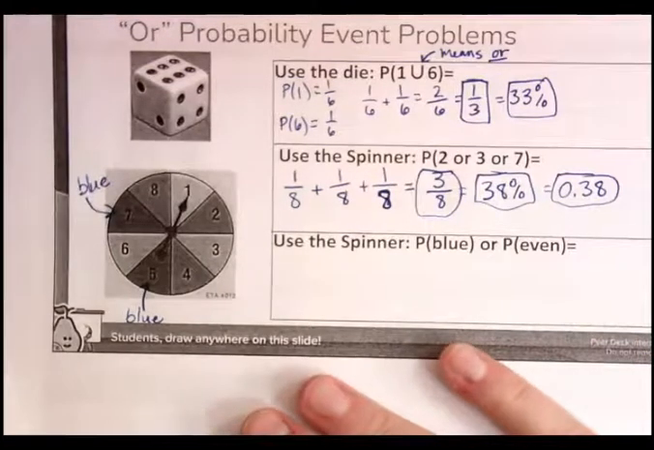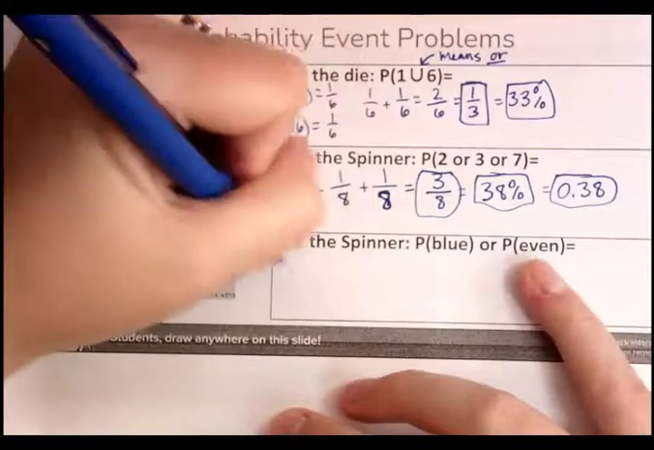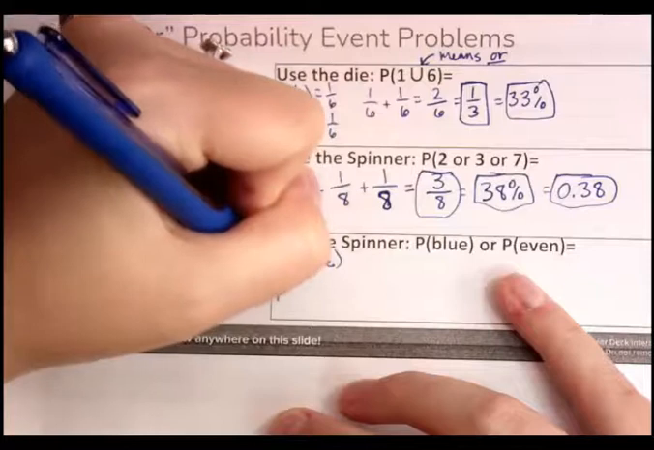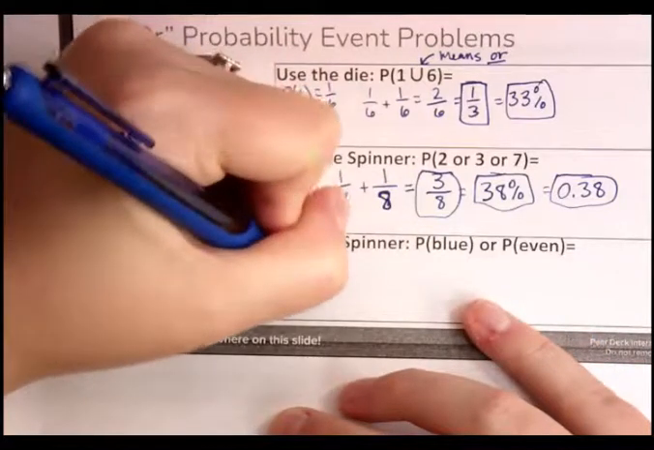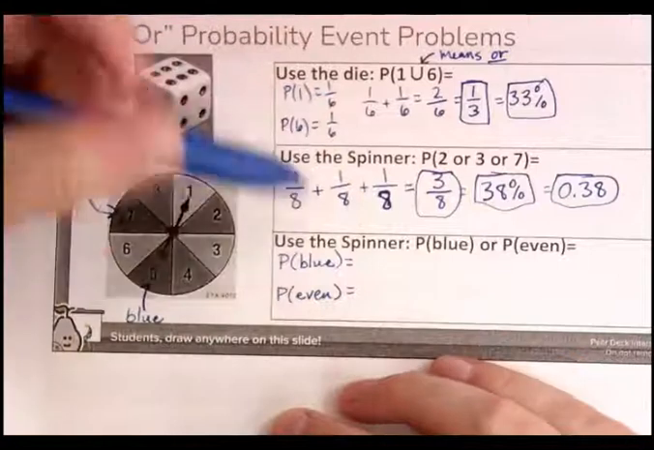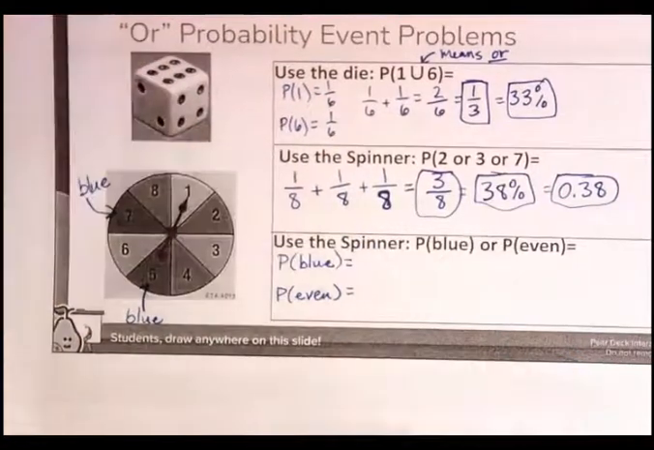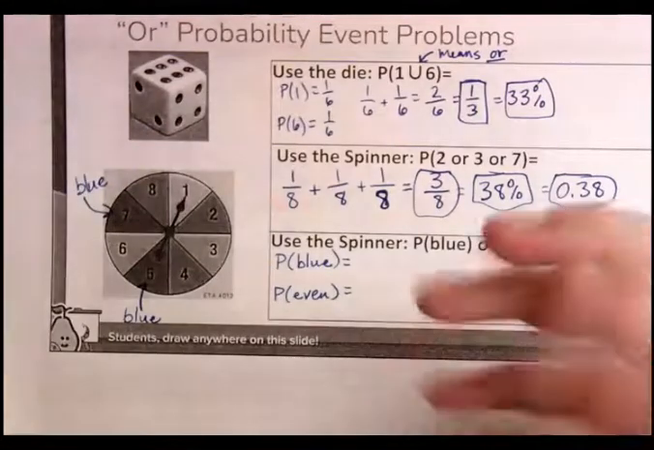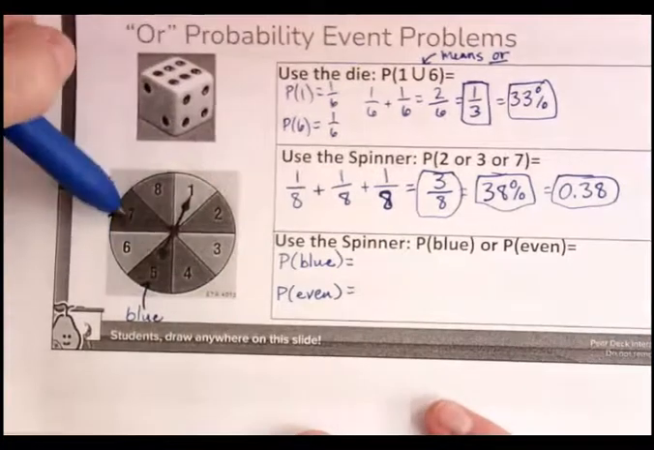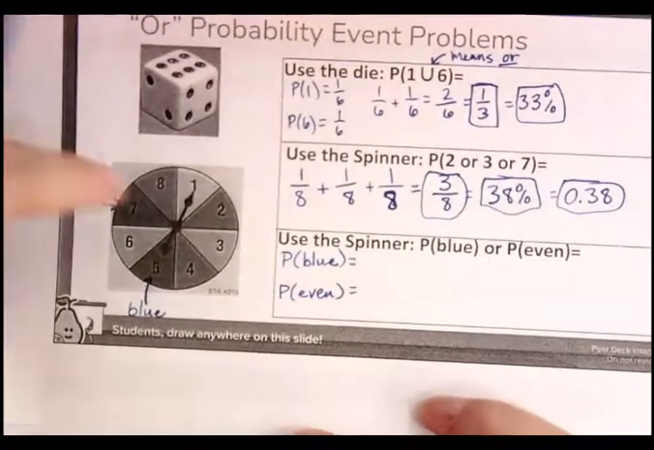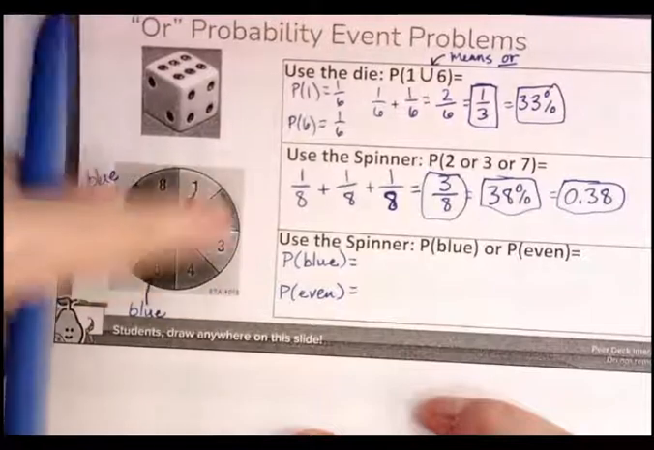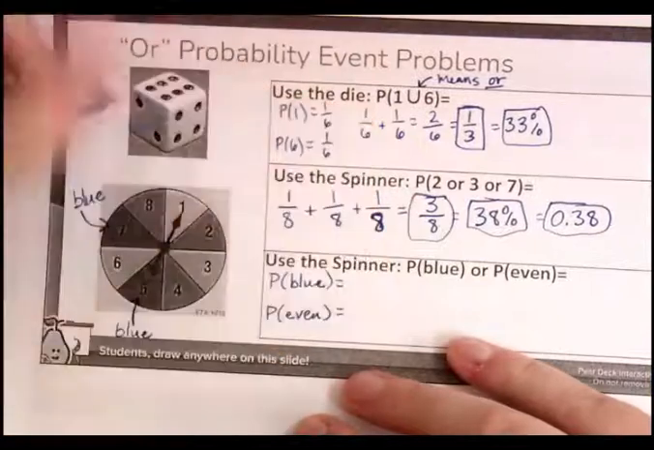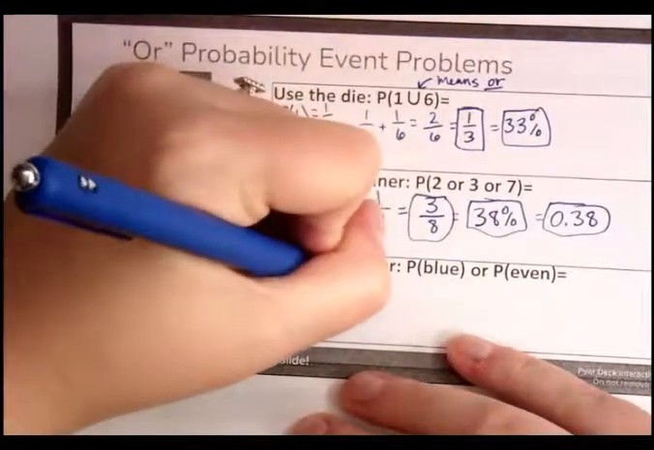All right, moving on. Last one. So use the spinner to find the probability of blue or the probability of even. So what we're going to do is count up the blues and figure out what that number is. And then we're going to count up the even and figure out what that number is. And then we'll add them together. So as we saw earlier, 2 out of the 8 of these are blue. Goodness.